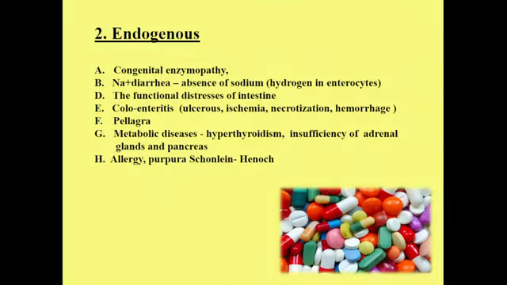Endogenous: congenital enzymopathy, maybe. Potassium diarrhea, absence of sodium, hydrogen in electrolytes. The functional distress of intestine. Cholangitis, ulcerosis, ischemia, necrotization or hemorrhage. Pellagra. Metabolic diseases, hyperthyroidism, insufficiency of adrenal glands and pancreas, allergy, purpura Schönlein-Henoch.